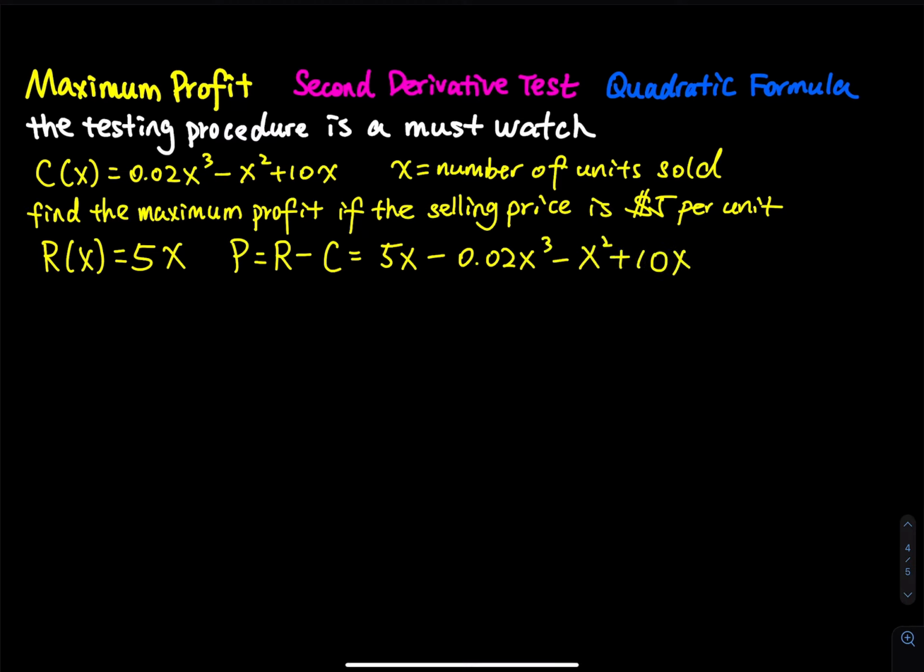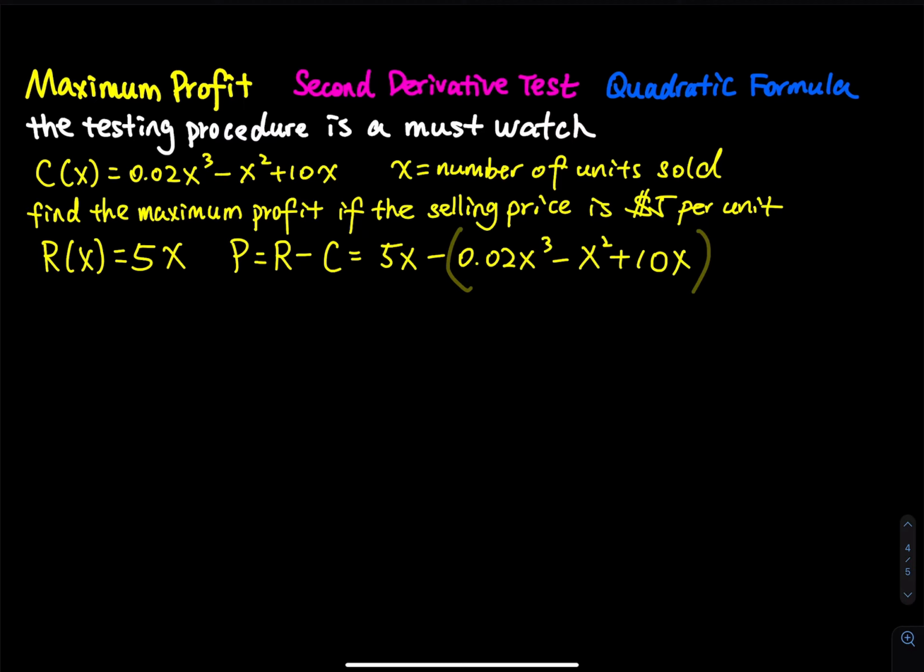Now, tell me, am I missing something important? The answer is absolutely yes. You are subtracting the entire cost function, so you have to use a parenthesis. Otherwise, you are going to mess up the entire problem, because we will be distributing the minus sign to each term inside the parenthesis. So that definitely changes the minus x squared and the plus 10x, right?